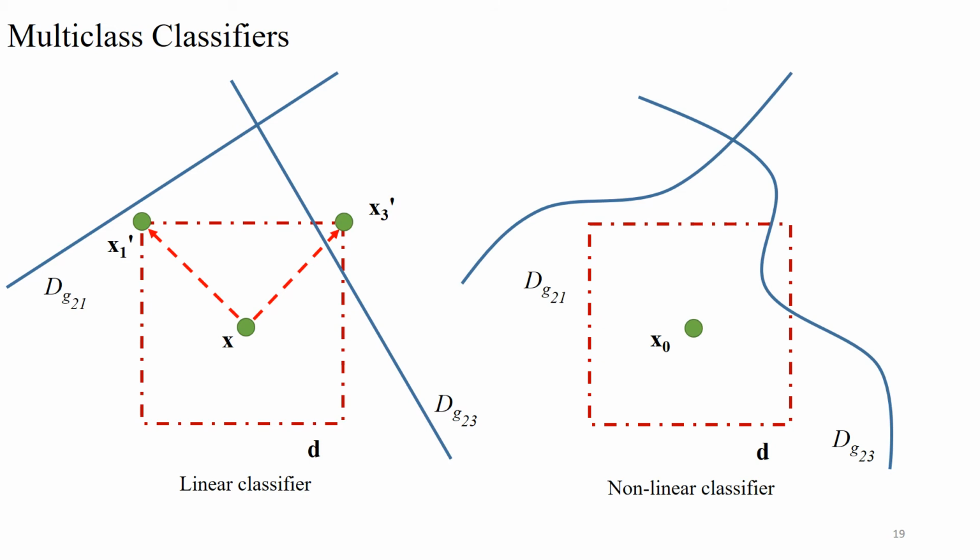To deal with nonlinear multiclass classifiers, DeepSearch attacks corresponding nonlinear binary classifiers iteratively. Let's look at a simple example here. In the nonlinear case, both G21 and G23 are nonlinear binary classifiers. In the first iteration, we first evaluate the value of G21 and G23 for input x0. Assume that G21 x0 is less than G23 x0.